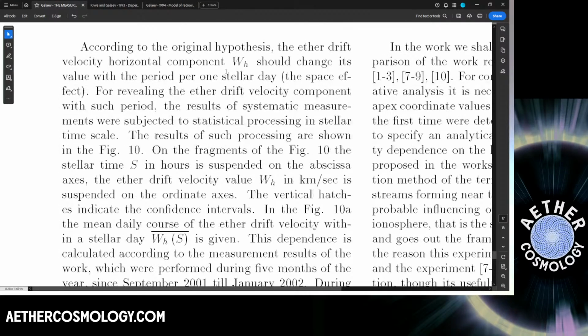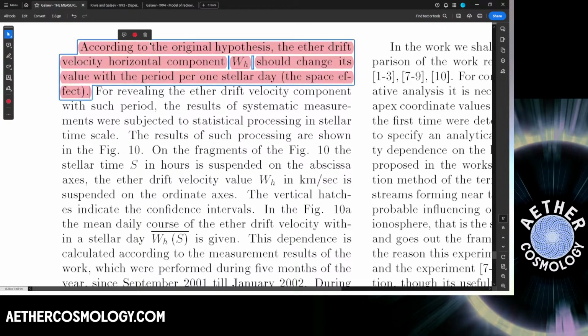According to the original hypothesis, the ether drift velocity horizontal component, the ether wind, should change its value with the period of one stellar day. The space effect. For revealing the ether drift velocity component with such period, the results of systematic measurements were subjected to statistical processing in stellar timescale. The results of such processing are shown on figure 10.